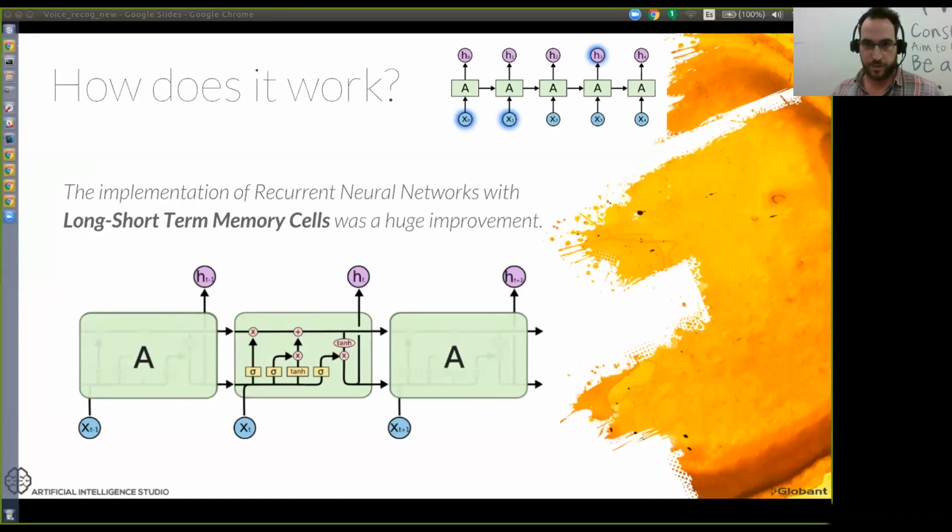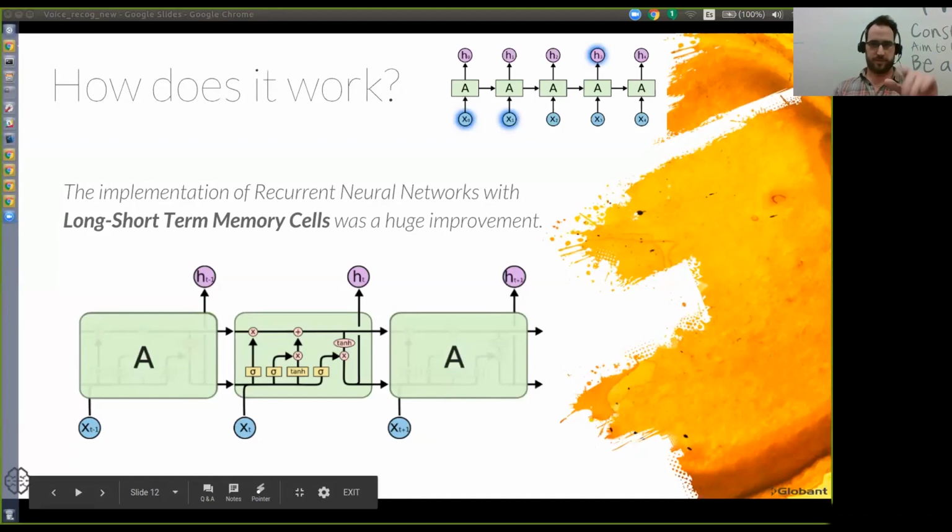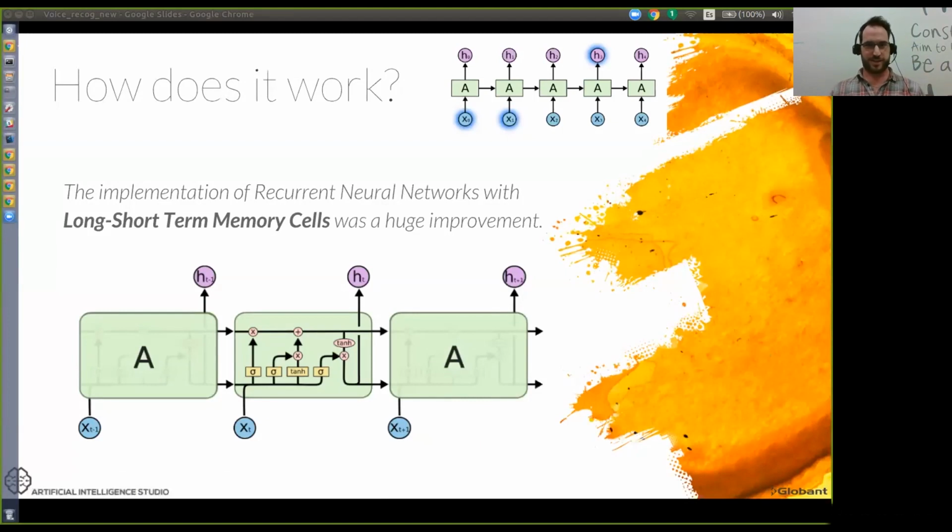One of the biggest problems with plain RNNs, a recurrent neural network, which is a neural network that can read sequential things, that's basically the idea. But the problem with recurrent neural networks is that they cannot remember context because of something called vanishing gradients.